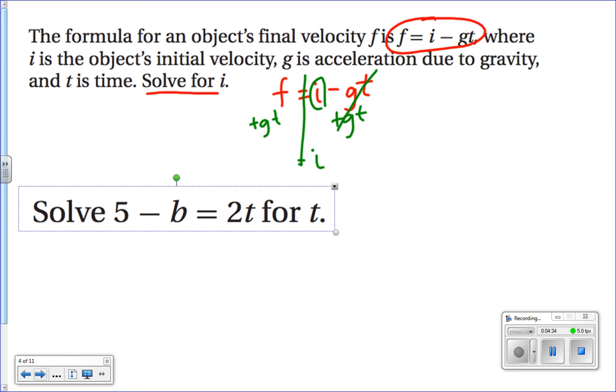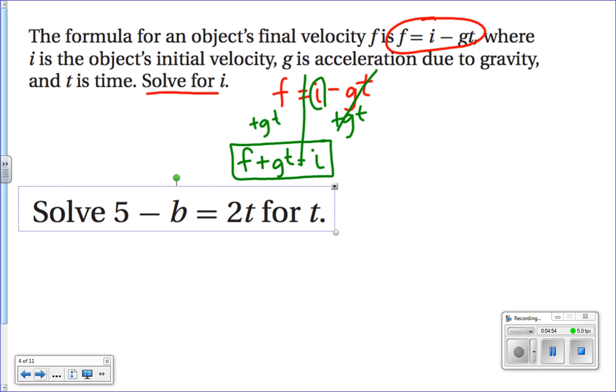On the left-hand side, f plus gt, well, those are not like terms, so I can't actually add anything. I just have to write those two things down. So now I have a new formula for I. Now I know that the initial velocity is equal to the final velocity plus acceleration due to gravity and time.